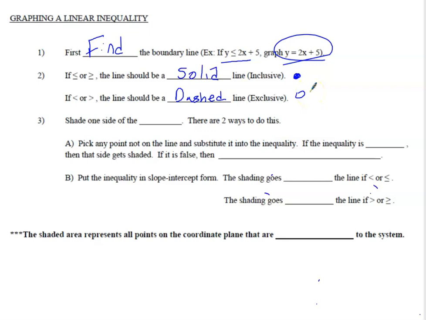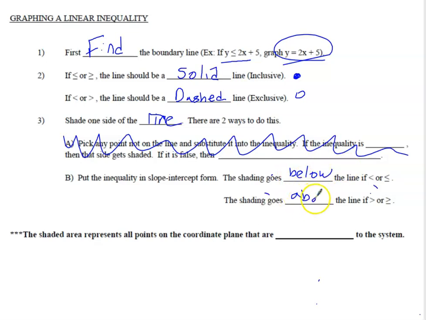So now once we draw our boundary line, we have to decide where we shade. We are going to shade one side of our line. And really, there's a couple different ways to do it. We could do a checkpoint, but that's not really necessary. If it's less than, we are going to shade below. If it's greater than, we are going to shade above our line.